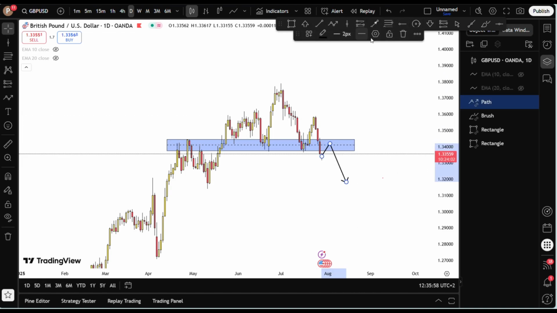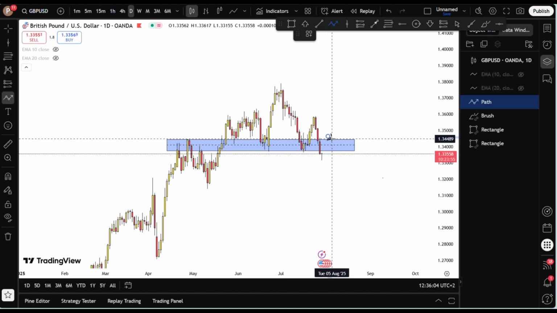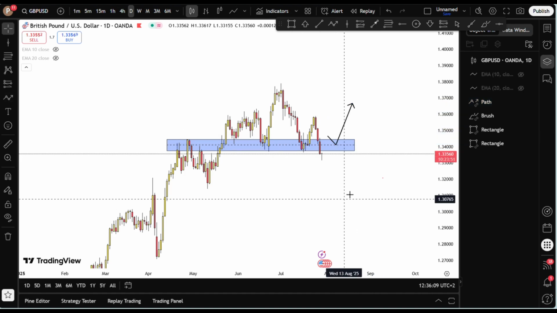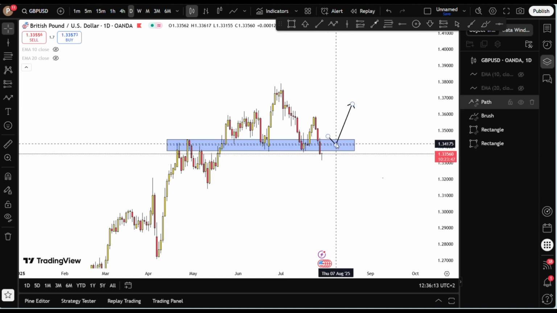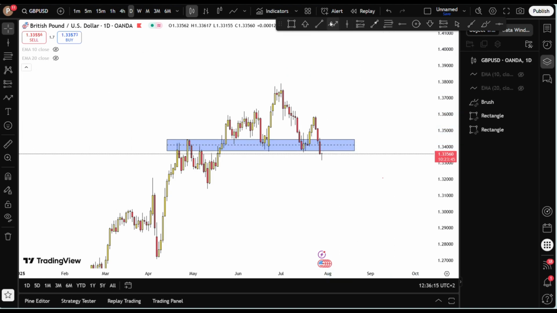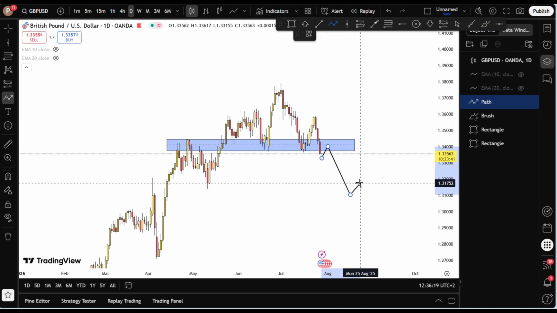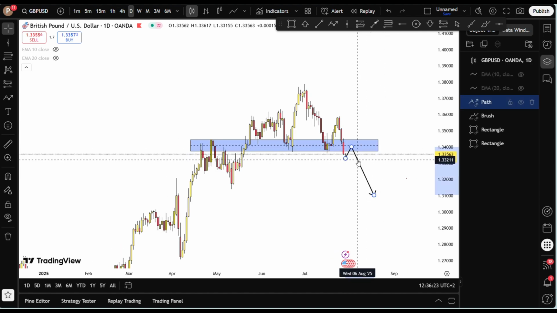I would wait and be patient and wait for a close above here. If I'm now wanting to buy, I'll wait for a close above. And if it closes above, I'm waiting for this to happen. And if it closes below, I'm waiting for the opposite to happen, which is this. Currently, this setup is playing out. It closed below. This is on a daily time frame.